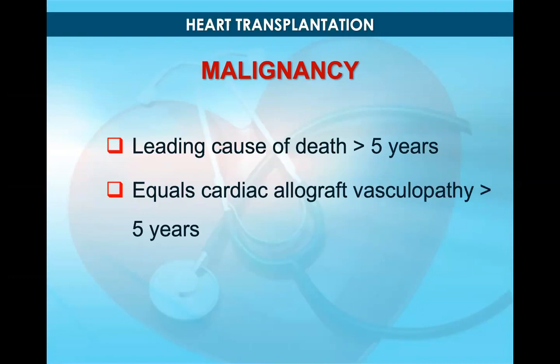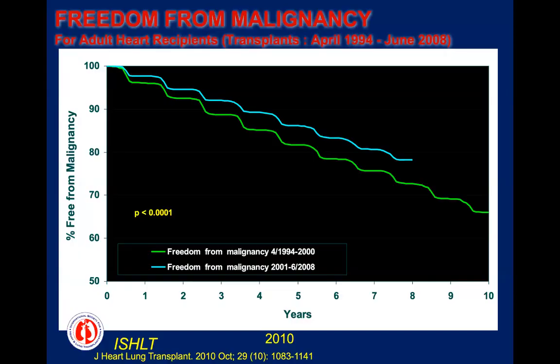Kaposi sarcoma was discovered from the HIV patient. A lot of HCV and HBV patients are getting Kaposi sarcoma. A lot of patients are getting Kaposi sarcoma. So it is due to the immunosuppressants. Transplant is not an easy way.